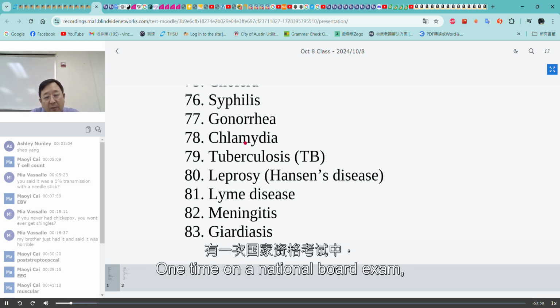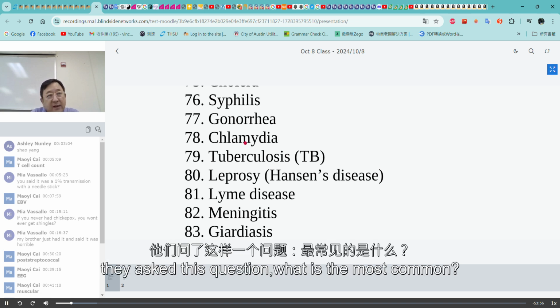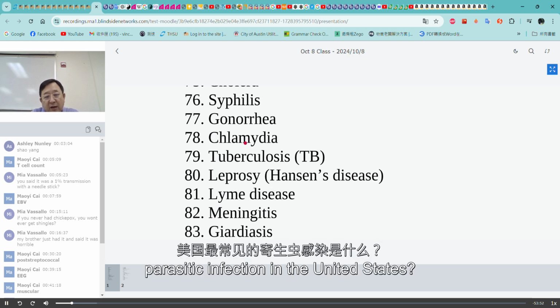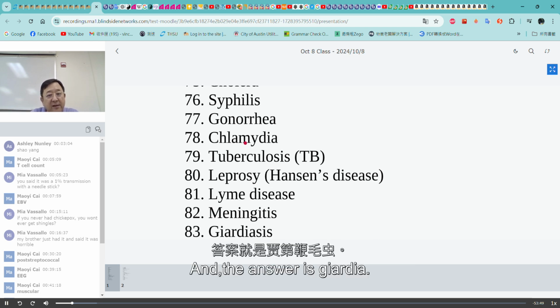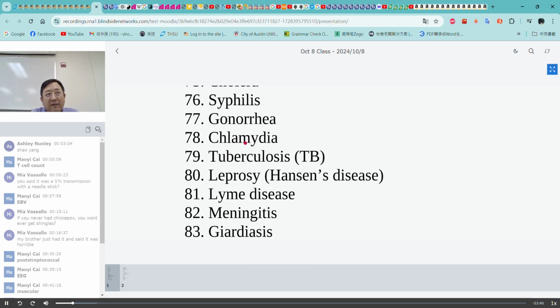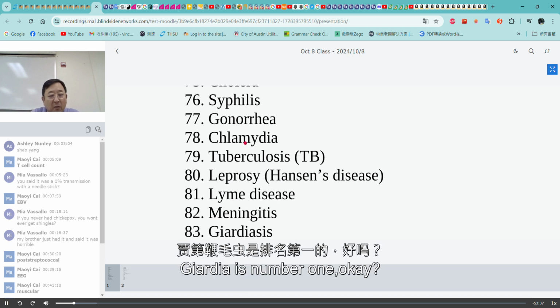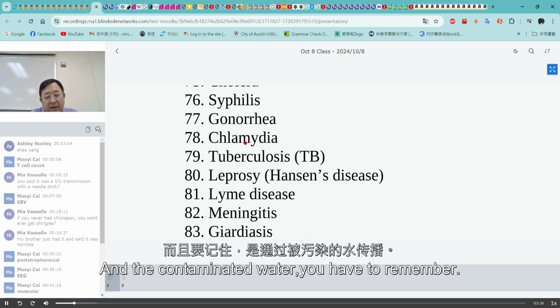One time on a national board exam, they asked this question: what is the most common parasitic infection in the United States? And the answer is Giardia. Yeah, so this is number one. Parasite in the US overall is not very common, right? But Giardia is the one, if it happens. Giardia is number one, okay? And the contaminated water, you have to remember.